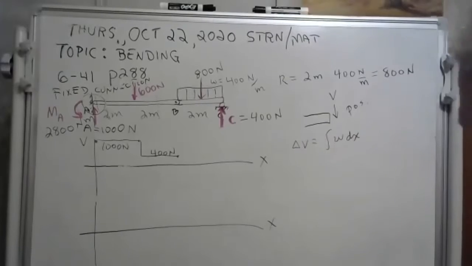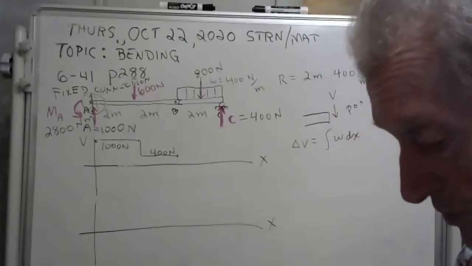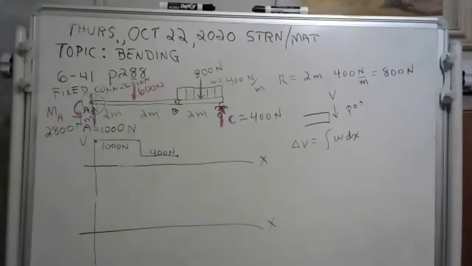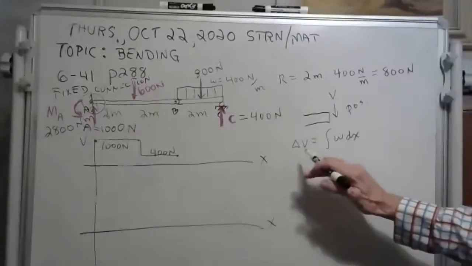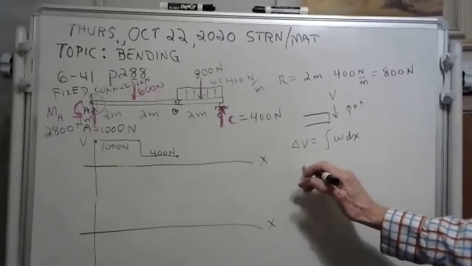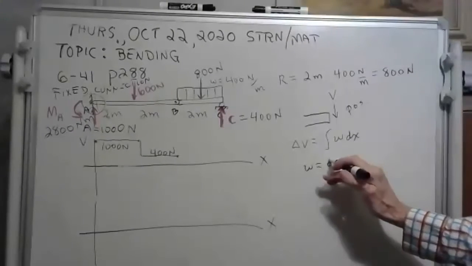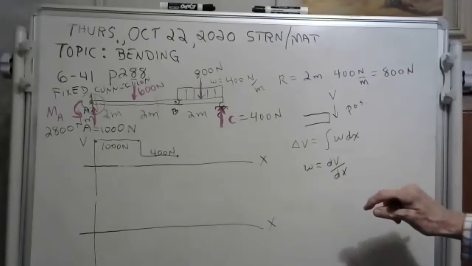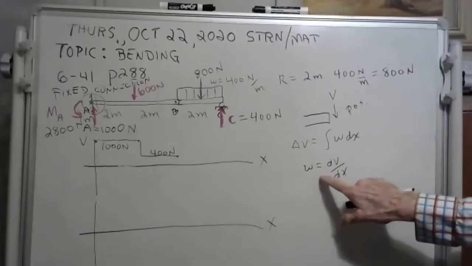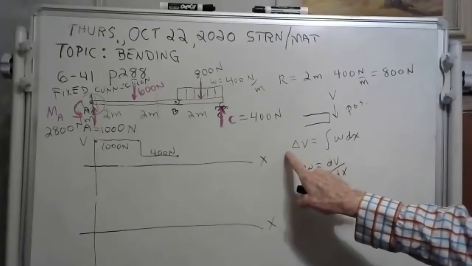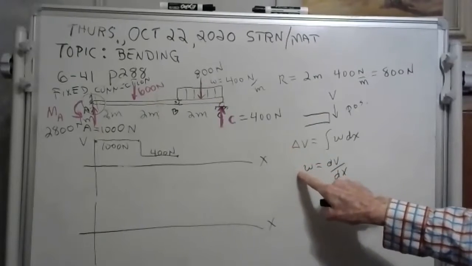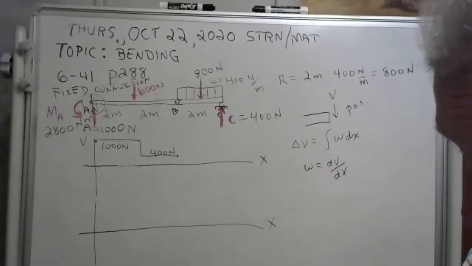There's an equation in your book. Remember, one way of solving these is to use the equations. This is the integration form of this equation here. If you take this equation and integrate it, you'll get that equation. If you take this equation and differentiate it, you'll get that equation. They're like brothers, or sisters.